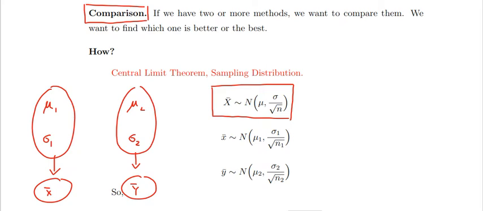So this x bar and y bar follow a normal, right? x bar follows this normal, which means N(mu1, sigma 1 over square root of n1). Suppose the sample size is n1 and the other sample size is n2. So this y bar follows this normal. So this is just the central limit theorem and the sampling distribution, right?